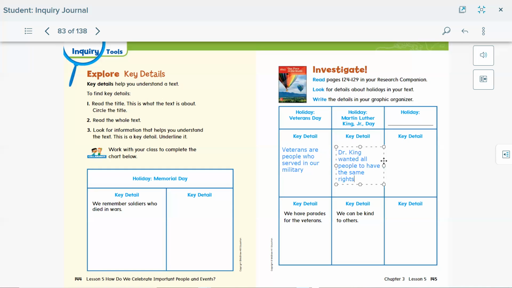All right, so we can look for another holiday. Remember, we talked about Earth Day, Arbor Day, Thanksgiving, and Labor Day. So you can choose any other holiday, and you write the name of the holiday up here, and then you put two details. For example, if you choose Earth Day, you're going to write Earth Day up there, and you're going to say this is on April 22nd, and we do our part to try to keep our earth clean. So the second detail, we'll say recycle.